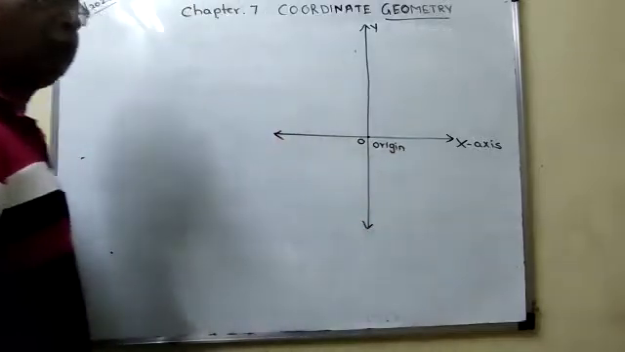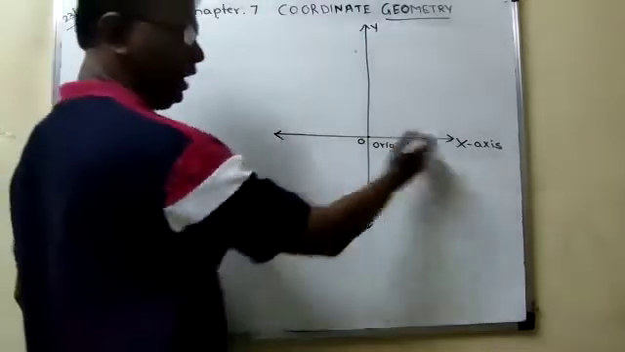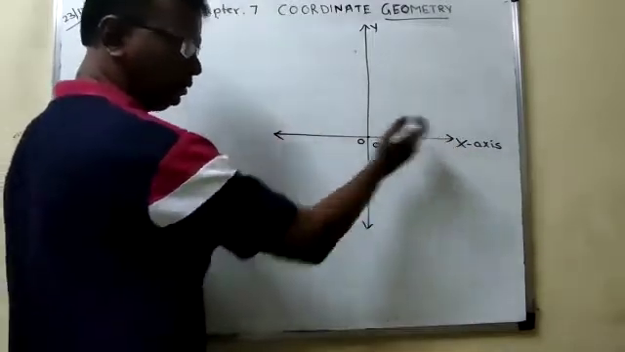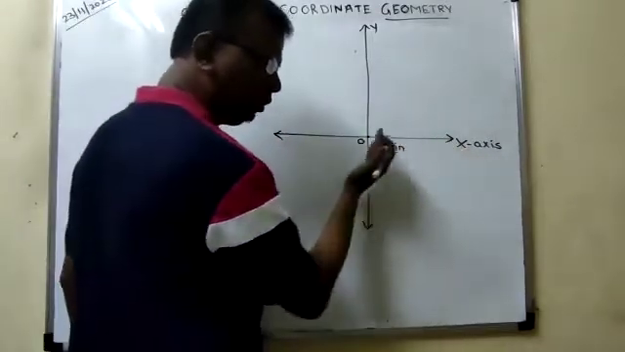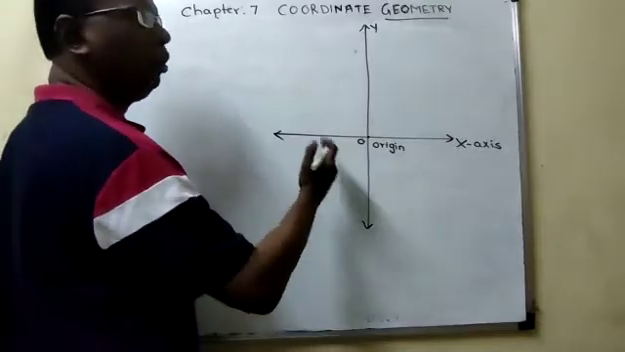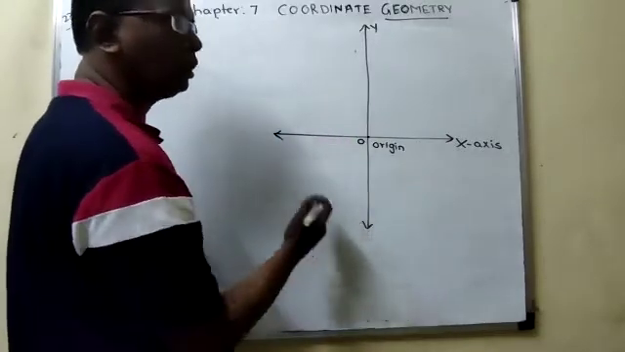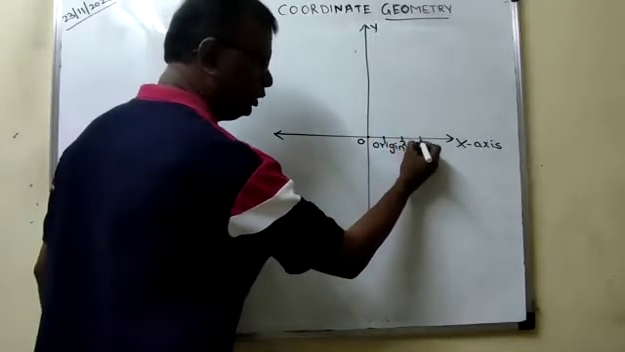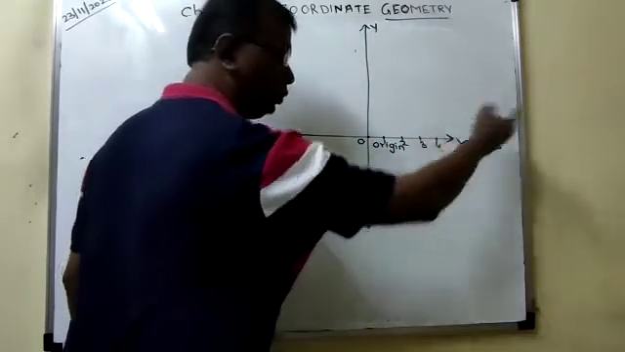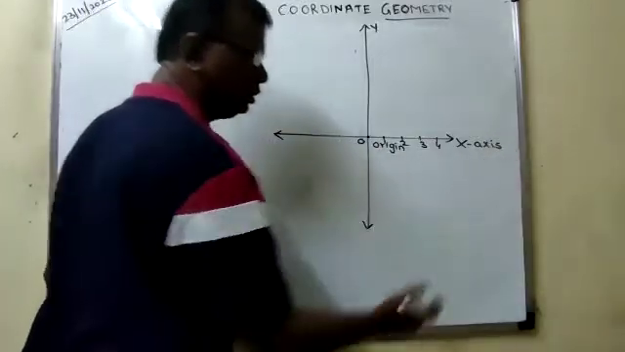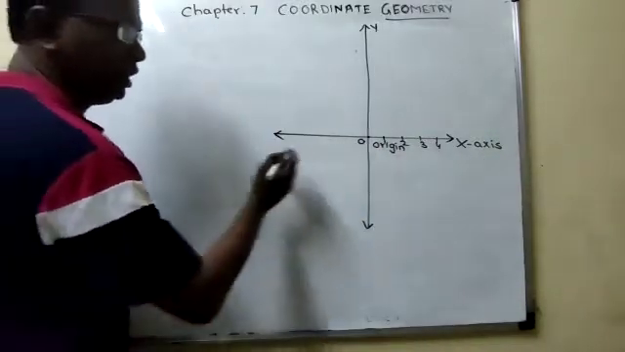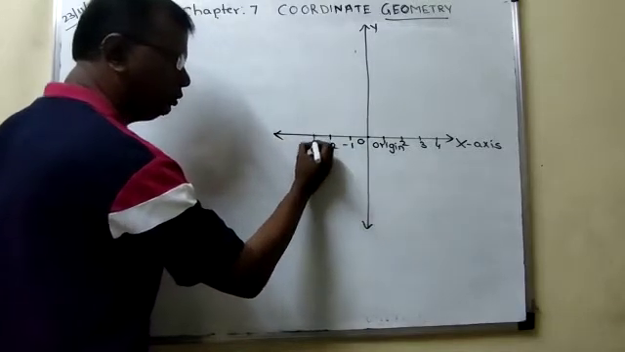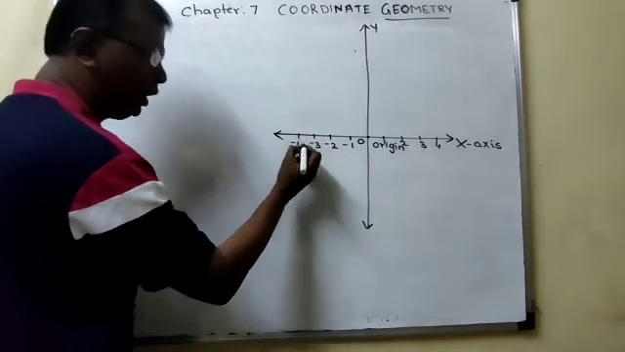Now, this x-axis is divided into two parts. One is a positive number, one is what? Negative number. The numbers on the right hand side of x-axis are called as positive numbers. So here 1, this is 2, this is 3, and this is 4, and so on. These are called positive numbers. On the left hand side of x-axis, there are which numbers? Negative numbers. -1, -2, -3, -4, and so on.